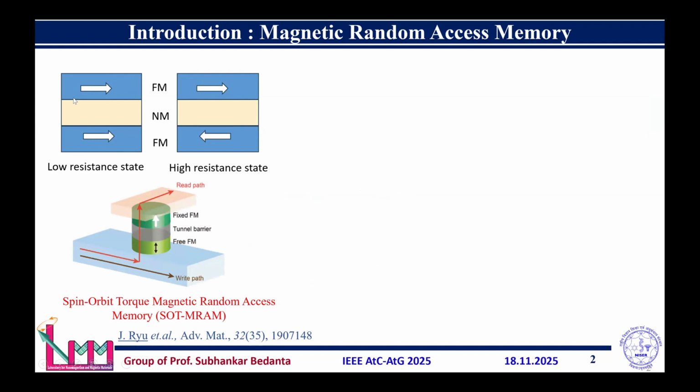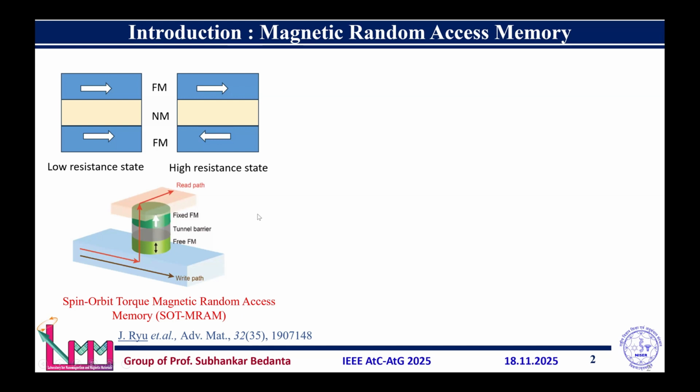One of the ferromagnets has fixed magnetization, while the magnetization of the other ferromagnetic layer is free. Depending upon the magnetization direction of both the ferromagnets of a spin valve, we can get two resistive states, which work as the 0 and 1 bit in magnetic storage devices. The most advanced type of MRAM is the spin orbit torque based magnetic random access memory.